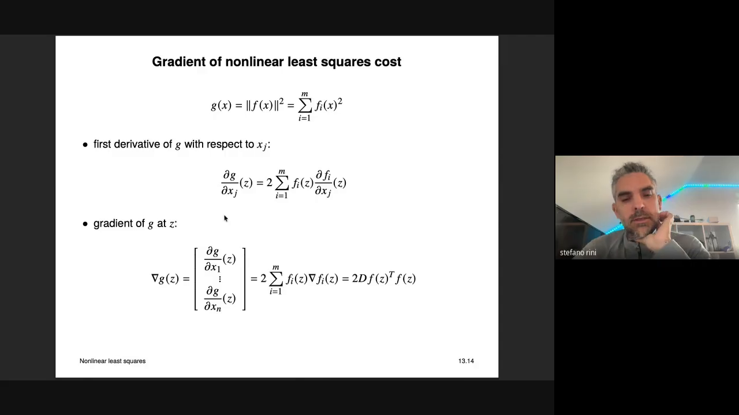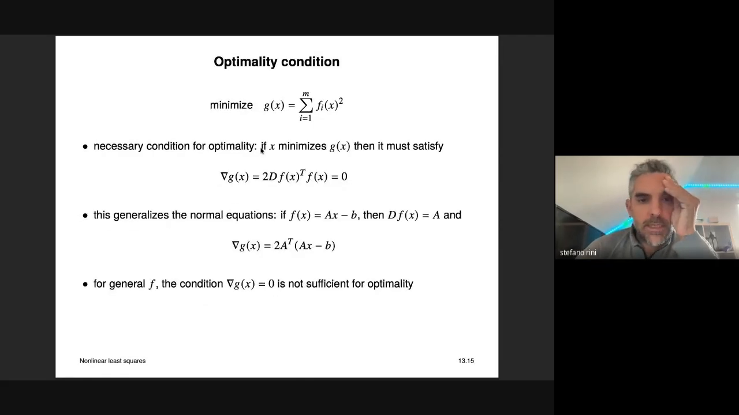Okay, so let's go back a second. This is the g of x, and we want to find the derivative with respect to x of j, and then we want to evaluate this derivative at z. Now this is going to be a vector, because there are no independent variables left, right? So we substitute z in all of this derivative, and we get finally this expression. And remember that this is a row vector.